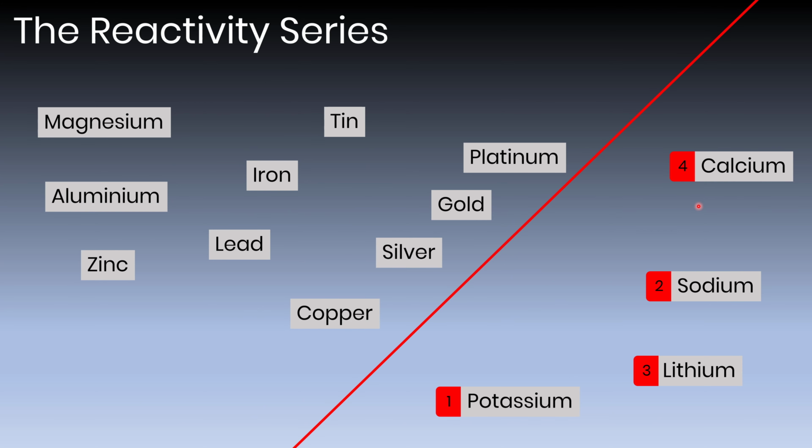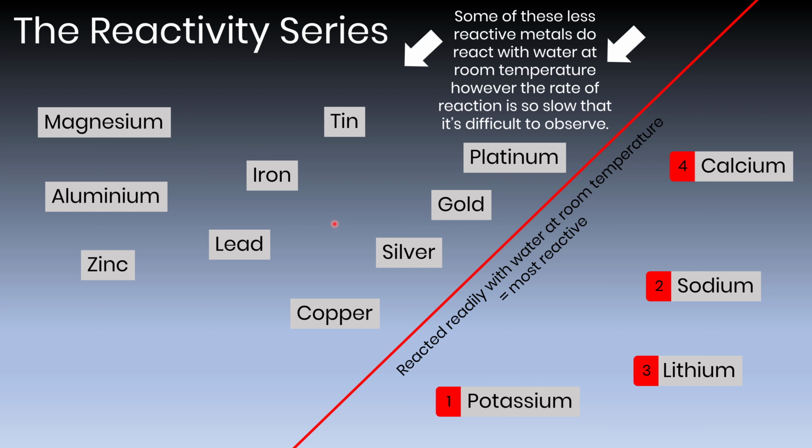Now we're going to draw a line between these first 4 metals which reacted with water at room temperature and the rest of the metals. So we can say that the most reactive metals react readily with water at room temperature. However, this leaves all of these metals over here. Now, some of these metals will react with water at room temperature. However, the rate of reaction is so slow that it's difficult to observe.